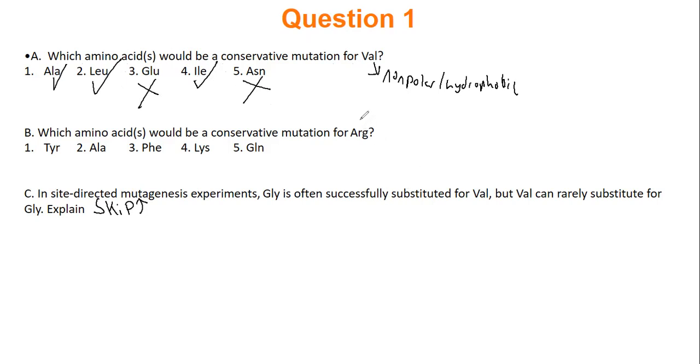Arginine now is positively charged. So for a mutation to be considered conservative, it would have to mutate into a positively charged amino acid. The only other positively charged amino acid is lysine. So the only conservative mutation of arginine would be lysine. Any questions about that idea of conservative mutations?